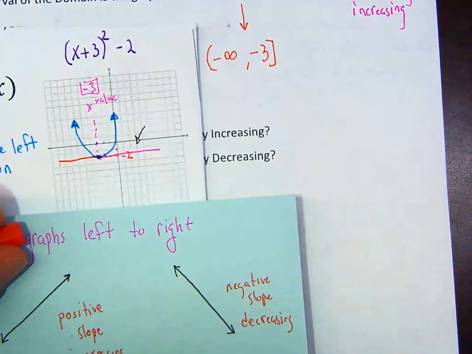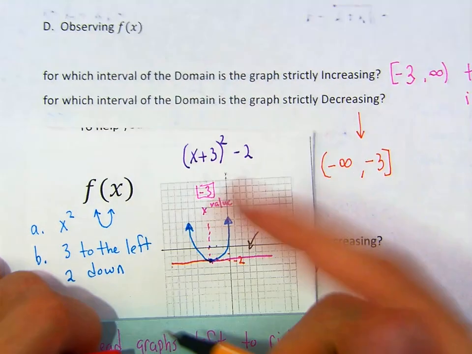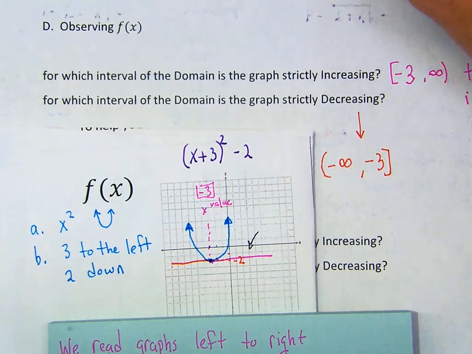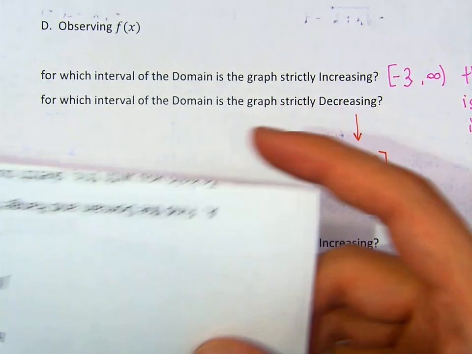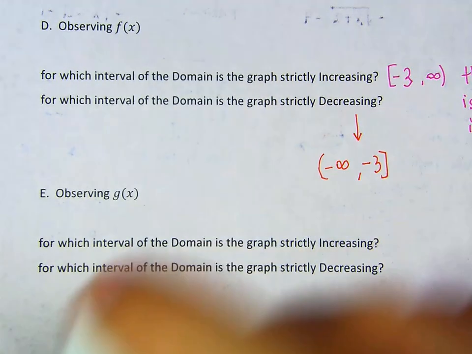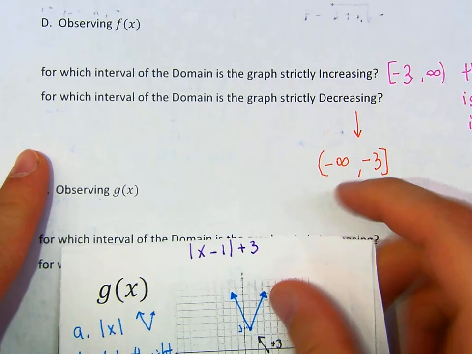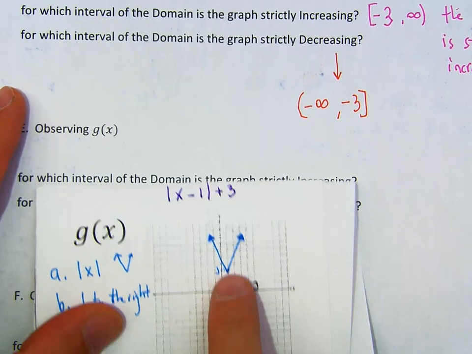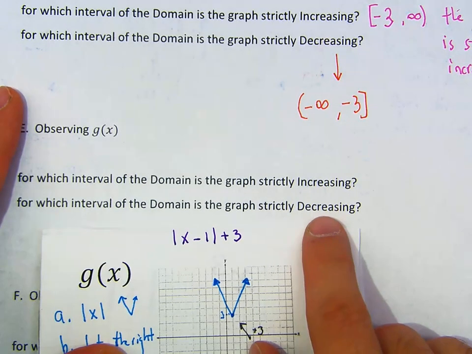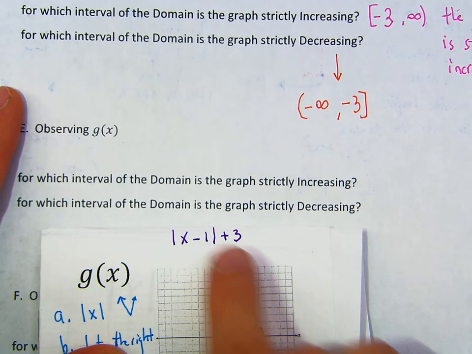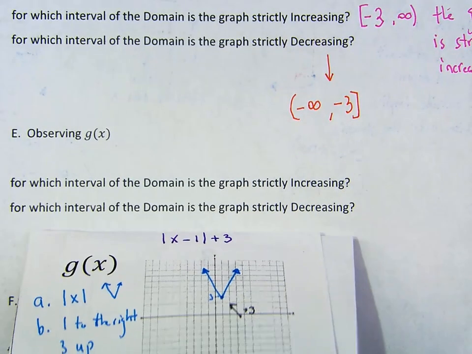And that's how you would do this one for f of x. What I want you to do is pause the video and try and do the same question for g of x, right? Take a look at g of x. For which part of this graph is it increasing? For which part of this graph is it decreasing? How do you show the domain of it? Just like we did before, okay?